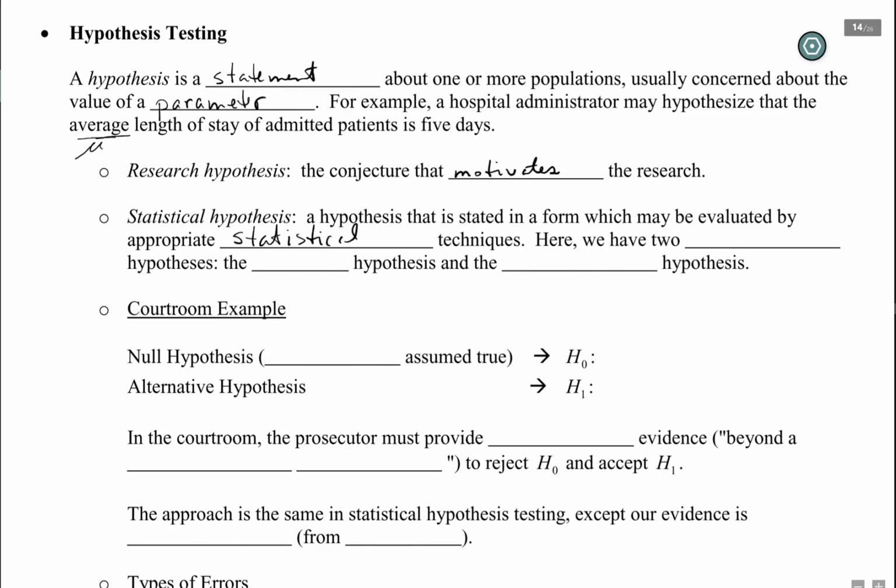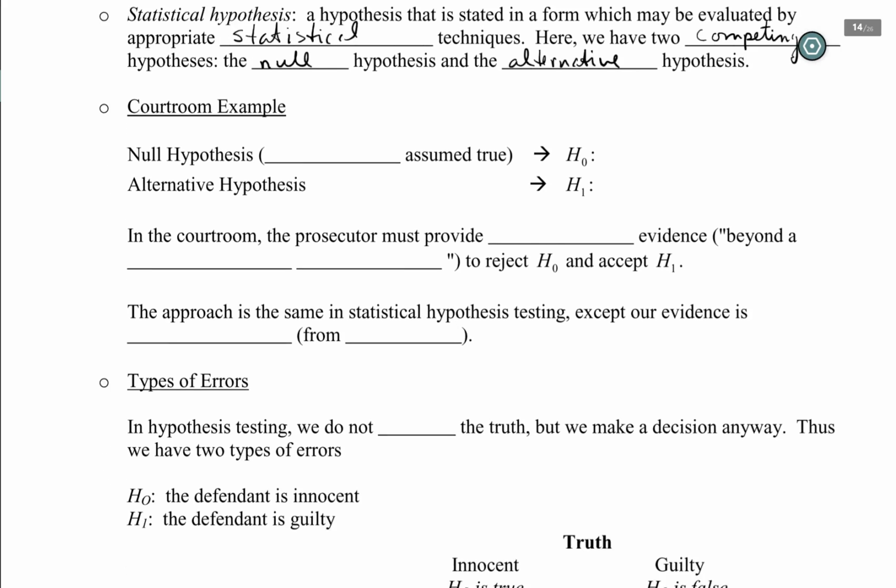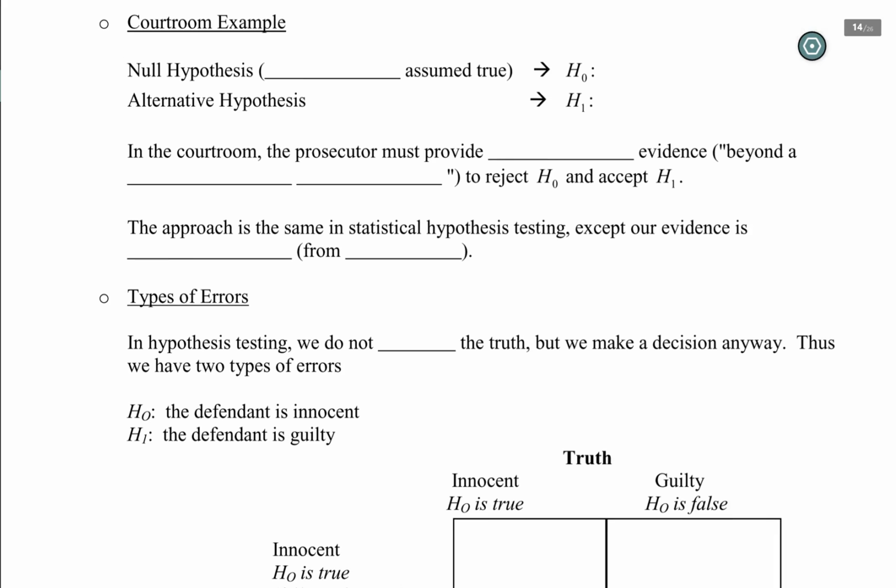techniques. And here we have two competing hypotheses. Okay, one is called the null hypothesis, and the other is called the alternative hypothesis. All right, so I wanted to kind of take an aside here to the criminal courtroom. Look at a courtroom example thinking about the null and alternative hypotheses.